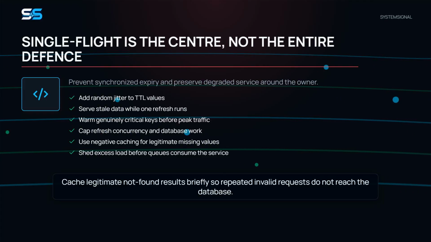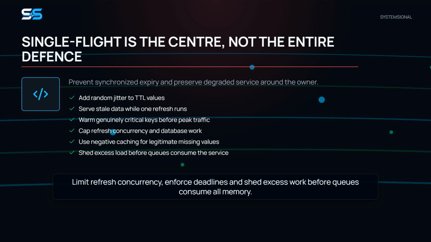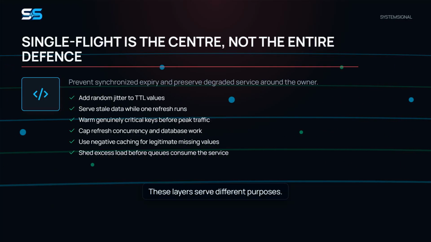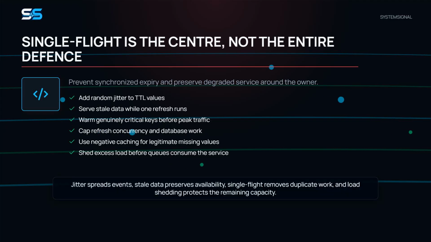Cache legitimate not found results briefly so repeated invalid requests do not reach the database. Limit refresh concurrency. Enforce deadlines and shed excess work before queues consume all memory. These layers serve different purposes. Jitter spreads events, stale data preserves availability, single flight removes duplicate work, and load shedding protects the remaining capacity.